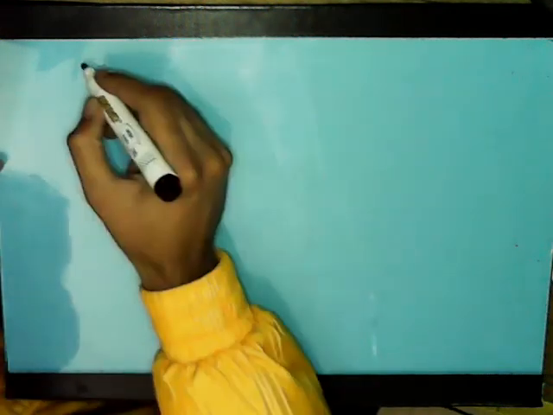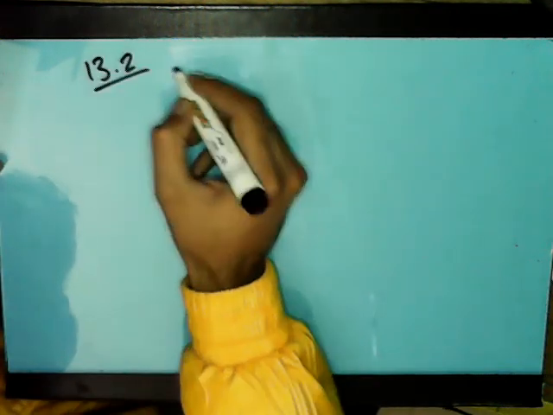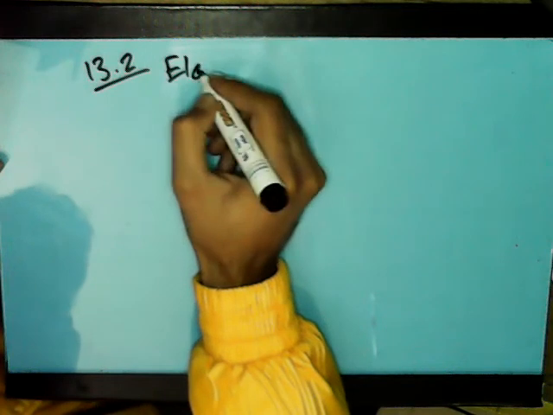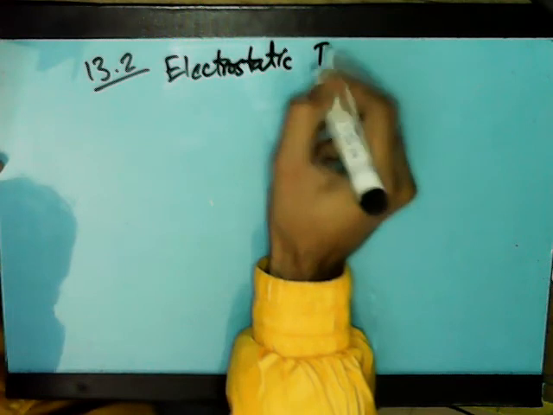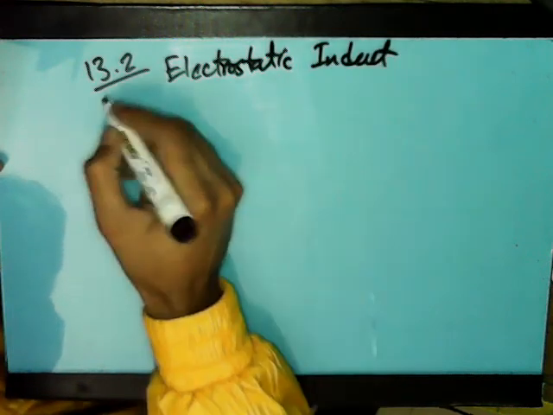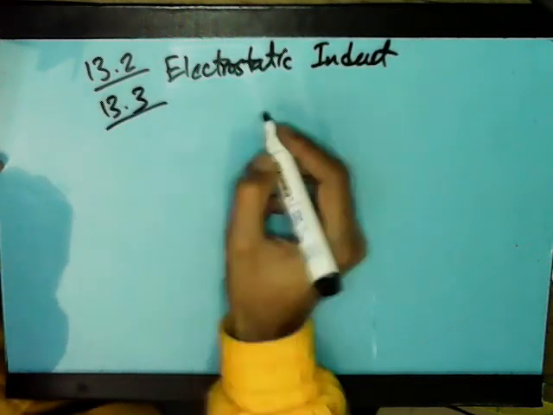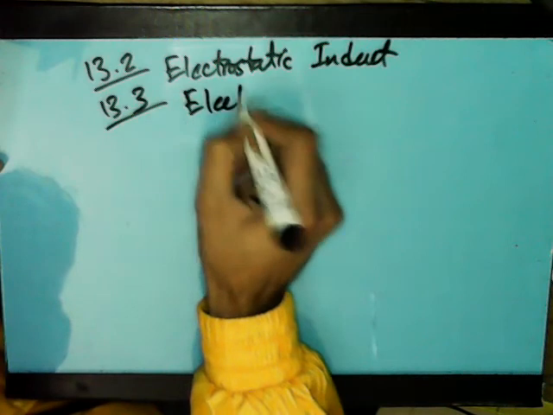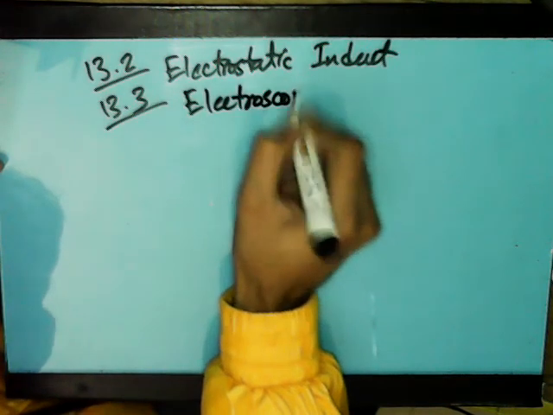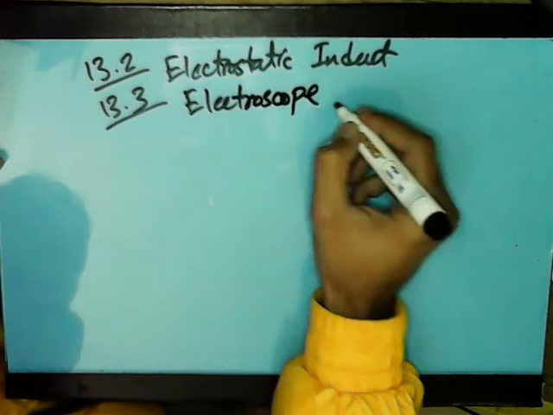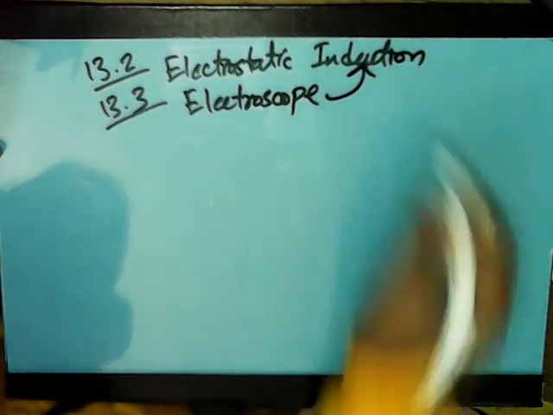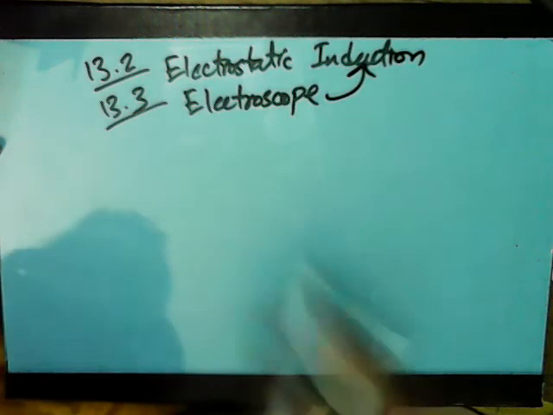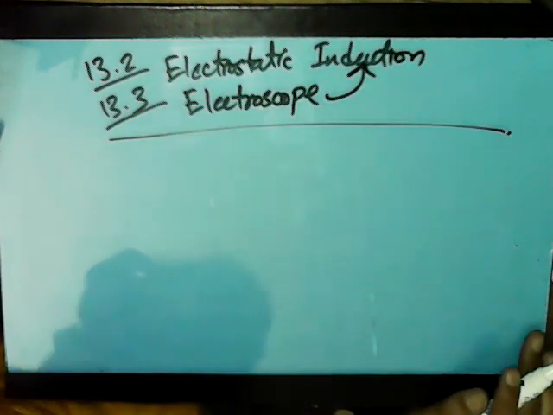We are currently on our topic 13.2, which is electrostatic induction, and along with it we're going to discuss 13.3 because I consider it as a part of it, the electroscope, because this is a very useful instrument for how we get to know that electrostatic induction has occurred, right? So we're going to discuss this.